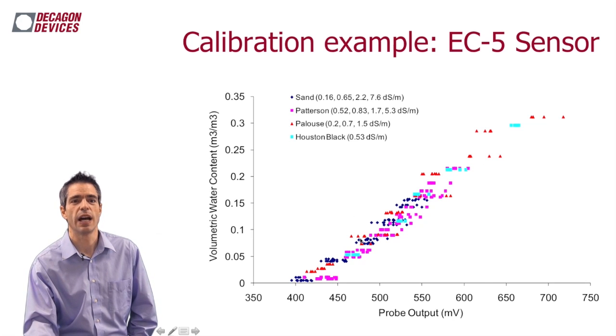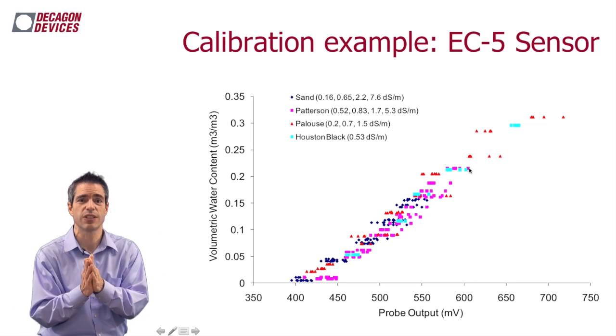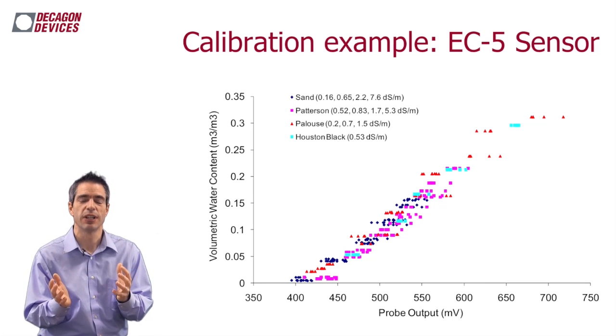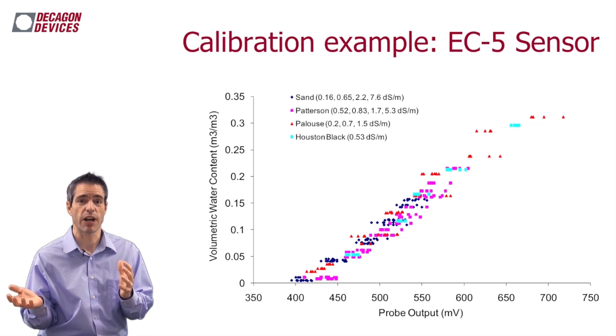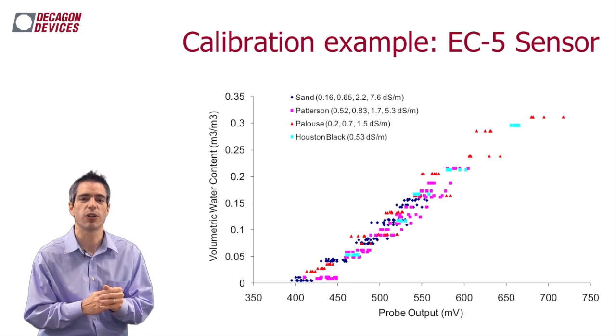Now here we have several different soils. We have a Houston black clay, which is a very heavy, highly charged clay. We have a Palouse loam, a Patterson sandy loam, and just a fine sand here. We put them all into this graph to show you a little bit of the relationship you can expect when you put a lot of these soils together and look at their different relationships between the sensor output of a frequency domain sensor and the volumetric water content. We can see that we have a fairly good relationship.